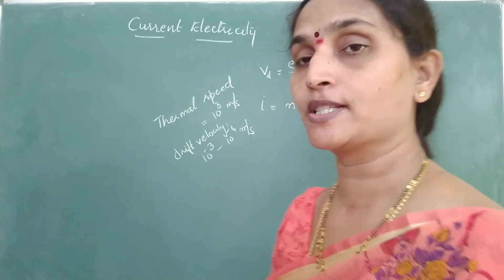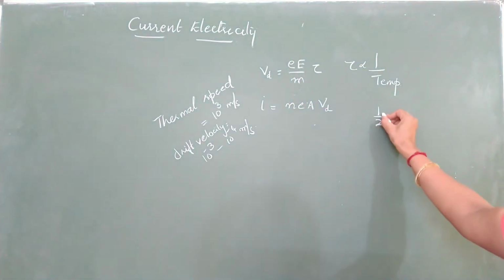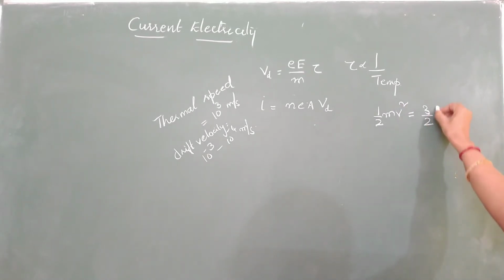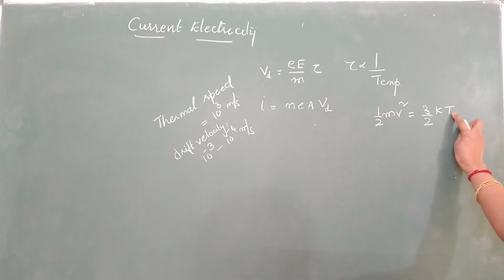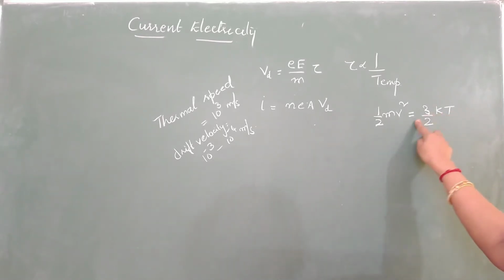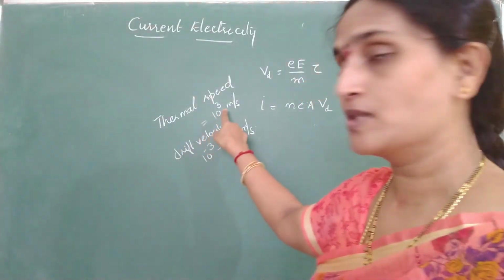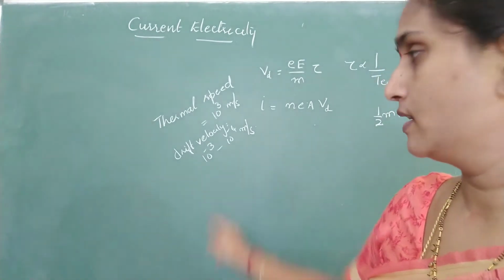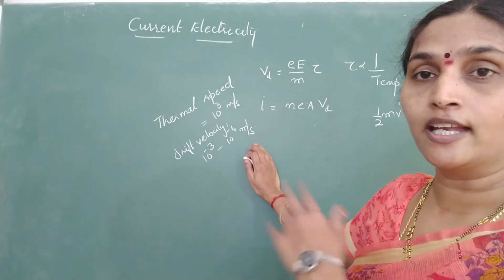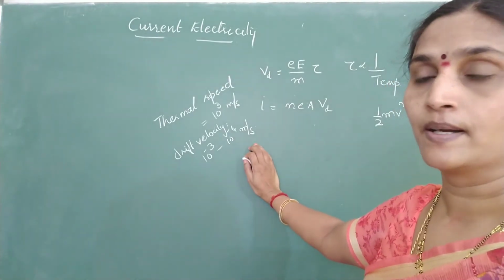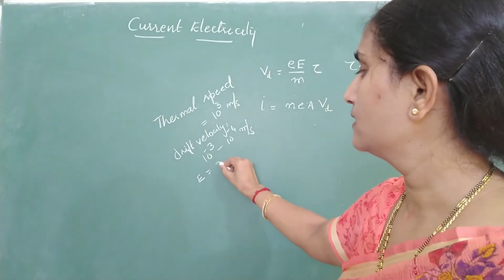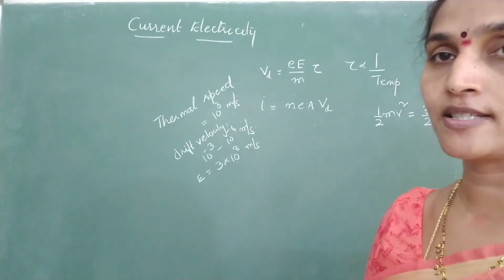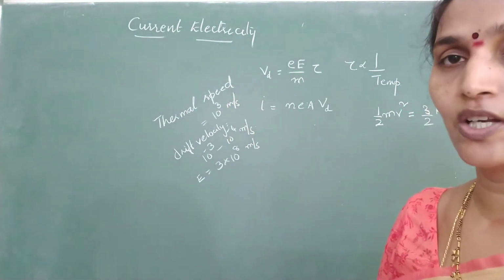How to evaluate the thermal speeds? We know from kinetic theory, half m v square, the kinetic energy acquired by electrons, is 3 by 2 kT, where T is temperature and k is the Boltzmann constant. Using this, if you evaluate the thermal speeds, they come out to be very high, whereas drift speeds are in general very, very small. Apart from this, with what speed does the electric field travel when you switch on the bulb? The electric field travels with the speed of light, 3 into 10 to the power 8 meter per second. Remember the order of these velocities.